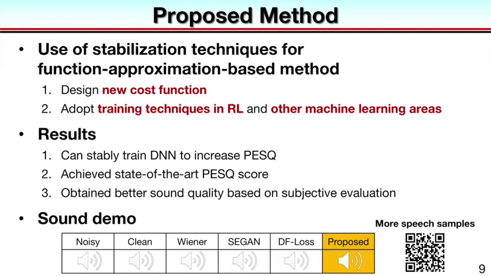Before describing the detail of the proposed method, I'd like to show you a demonstration. Comparison methods are Wiener filter, SE gain, and deep feature loss, DF loss. Then we play the signal in order of noisy, clean, Wiener filter, SE gain, DF loss, and proposed.